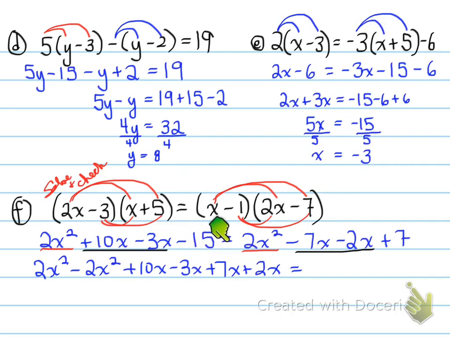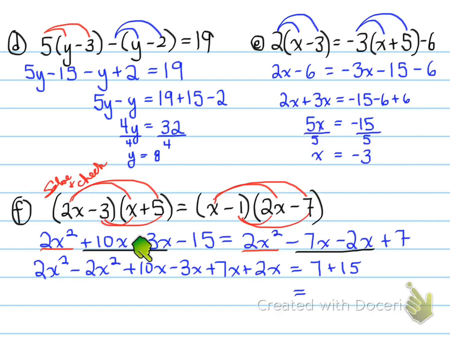And then we're left with an equal sign, and on the other side of the equal sign we have plus 7, which is originally there. The plus 7 is over here, and then we're going to add 15. All right, so we're going to expand this out. Look at this. 2x squared minus 2x squared gives us 0. All the x squareds are gone.